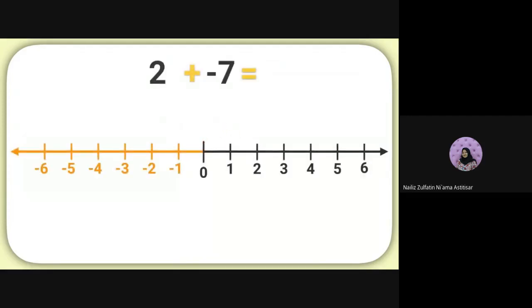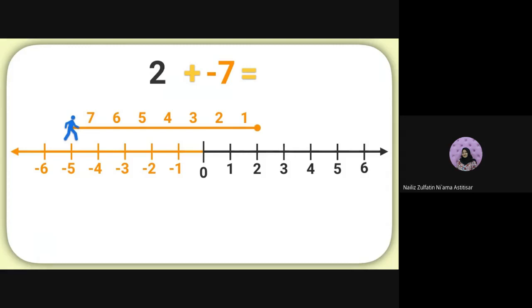Now it's time for us to practice together. Let's figure out what 2 plus negative 7 is. Well, I'll start at the number 2. Then I need to add negative 7. When I add a negative number, am I moving forward or backwards on the number line? When I'm adding a negative number, I'll move backwards 1 space, 2 spaces, 3, 4, 5, 6, 7. So what is 2 plus negative 7? Well, now we're at negative 5. So the answer is negative 5.